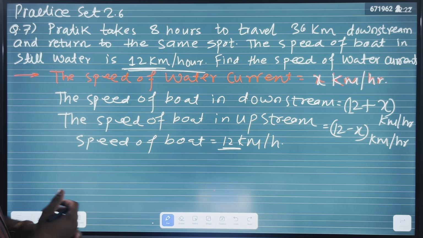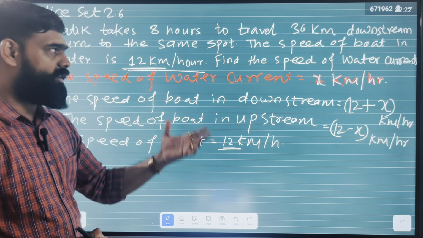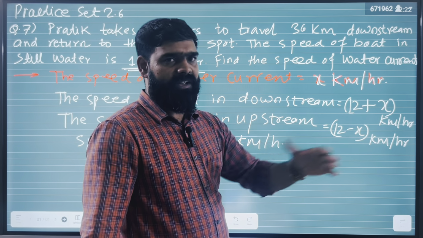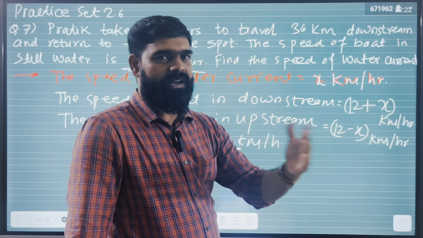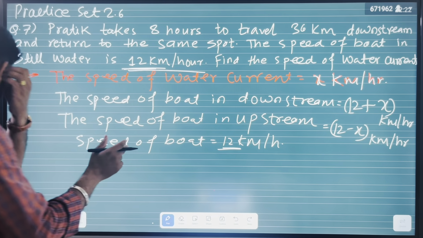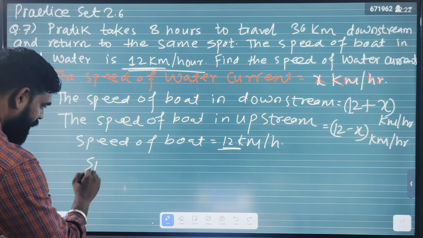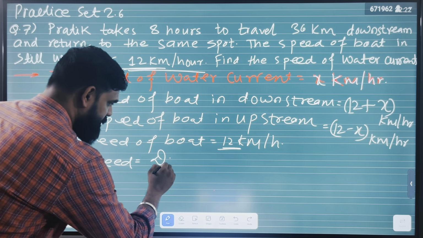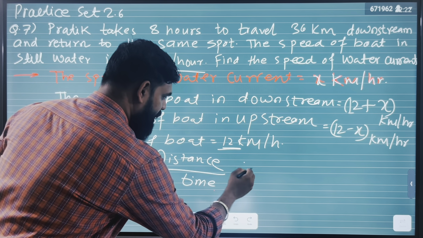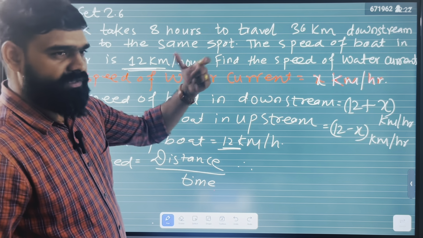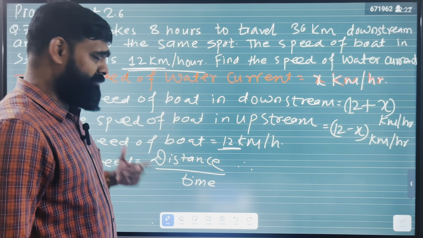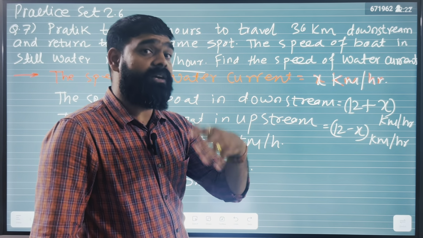Now we are going to make the quadratic equation by using this information. For both the travelings, from point A to B and again returning from point B to A, he is taking 8 hours. So for this we have to use one formula, speed is equal to distance by time. This is the formula, but the total time is given, that total time is 8 hours. So we have to make this equation in terms of time.